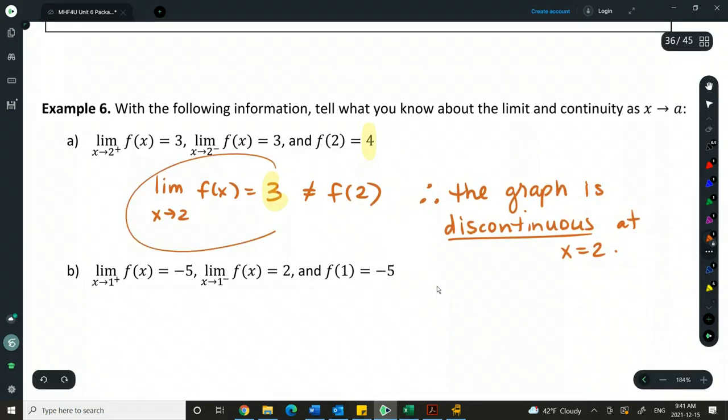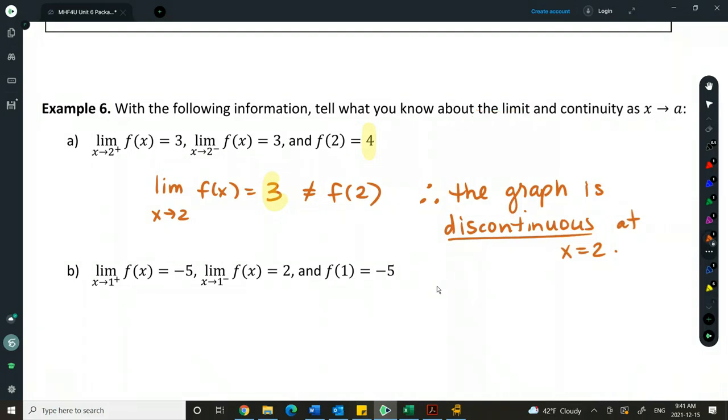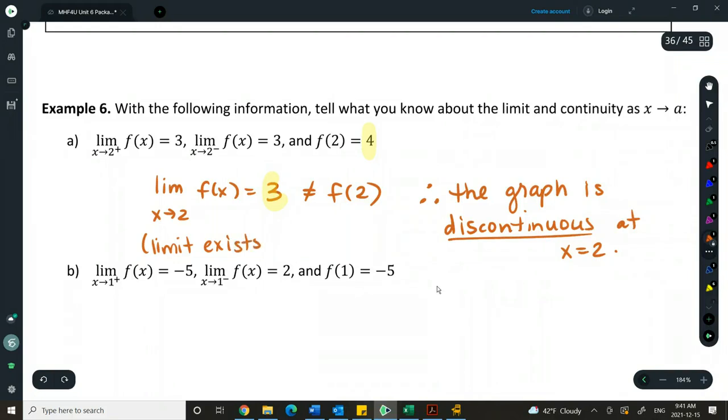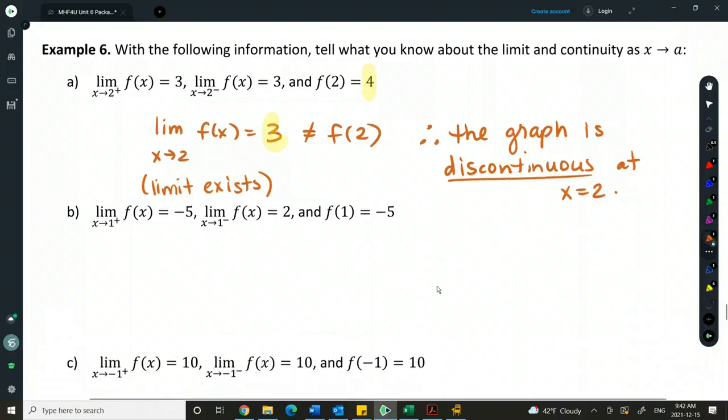Okay, so we know the limit exists, and we know the limit is equal to 3. So this is asking us about what about the limit, and what about continuity? And maybe we can just say the limit exists and is equal to 3. Okay, how about the next one?